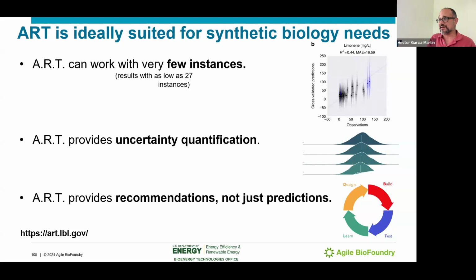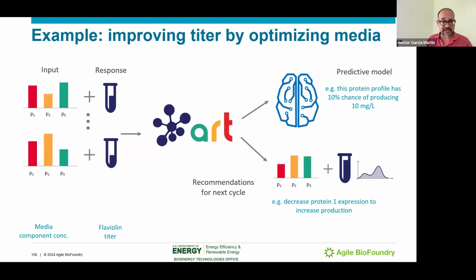Let me give you one example right now in the next slide, in which we are improving titer of flaviolin by optimizing media. In this case, the input is the media component concentrations. We have media with 15 components, 12 of which we're going to change, and we're going to see what impact that has on the flaviolin titer. And again, ART will make a predictive model, and we use the predictive model to make recommendations to change the concentrations of each of the 12 media components in the next cycle.